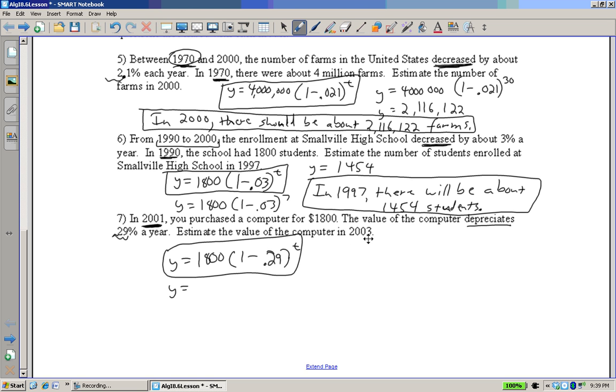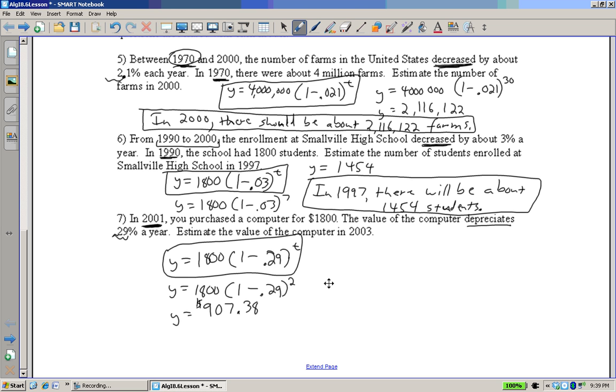Now I want to be a little more specific. The value in 2003, I should be able to subtract these 2 years, and we'll have y equals 1,800 times 1 minus 29 hundredths to the second power. That will give me my estimate. And we end up with 907 and 38 hundredths. Now, since we're dealing with dollar value here, then this will be very acceptable.